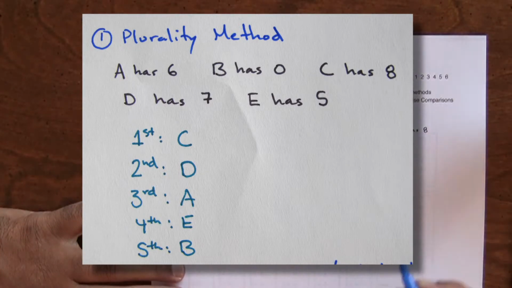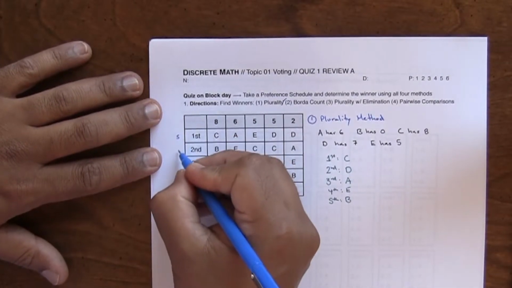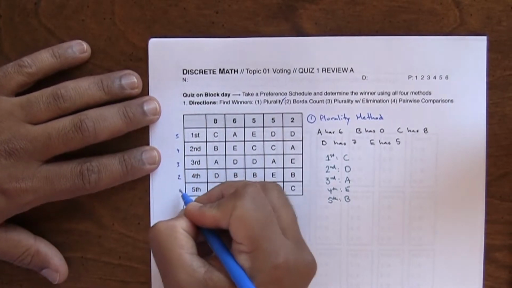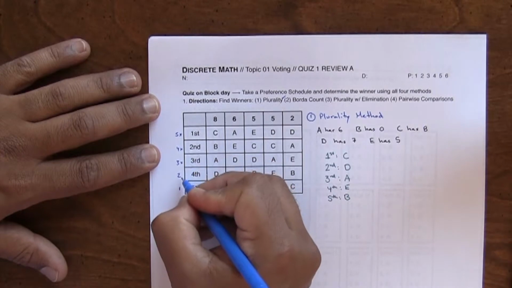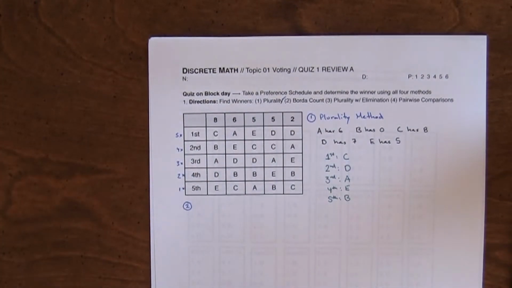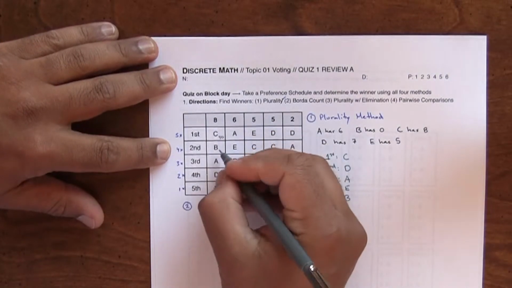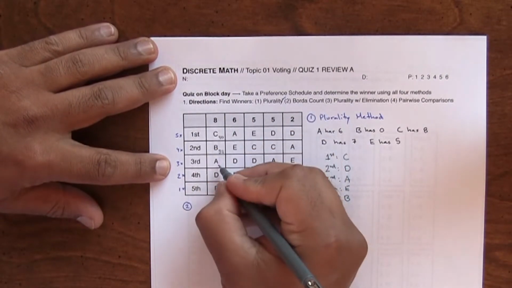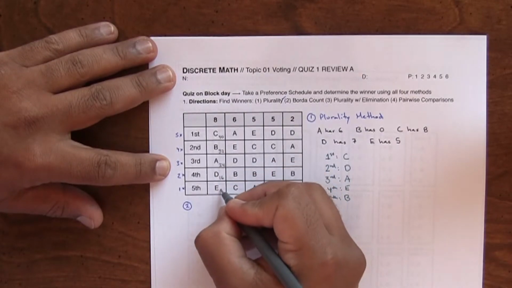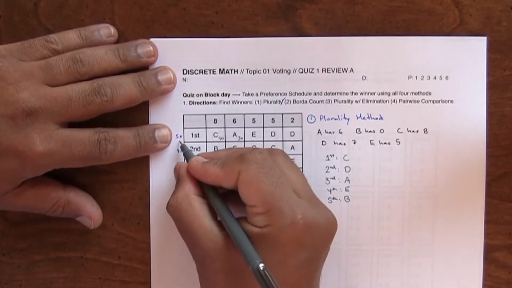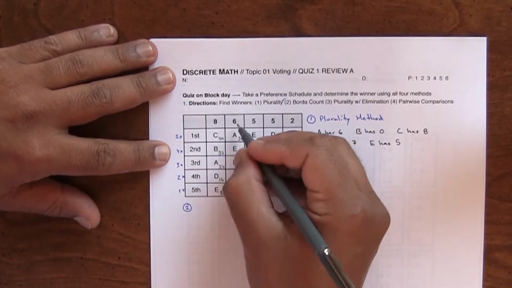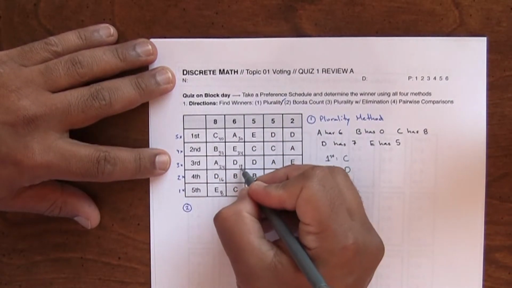So check. Second one, Borda count. This one takes a little math. So it's 5, 4, 3, 2, 1, times. Here's a color that isn't going to stand out too much, so I'm going to use gray. 5 times 8 is 40. 4 times 8 is 32. 5 times 6 is 30. 4 times 6 is 24. And so on.